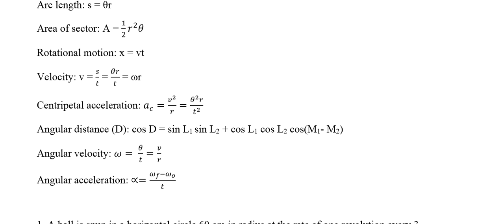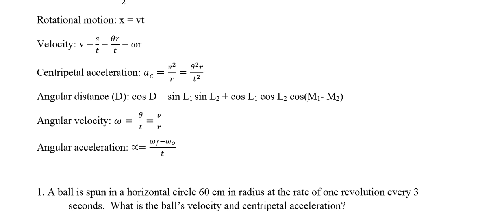With centripetal acceleration, we have 2 forms. We have velocity squared over radius, and then we have the angle squared, that angle again is in radians, times the radius divided by the time squared. Again, that will depend on what information is given. We have an angular distance, so if we're looking for a distance between 2 points, say on the Earth, because our Earth is not flat, we would need that formula to help us with that.